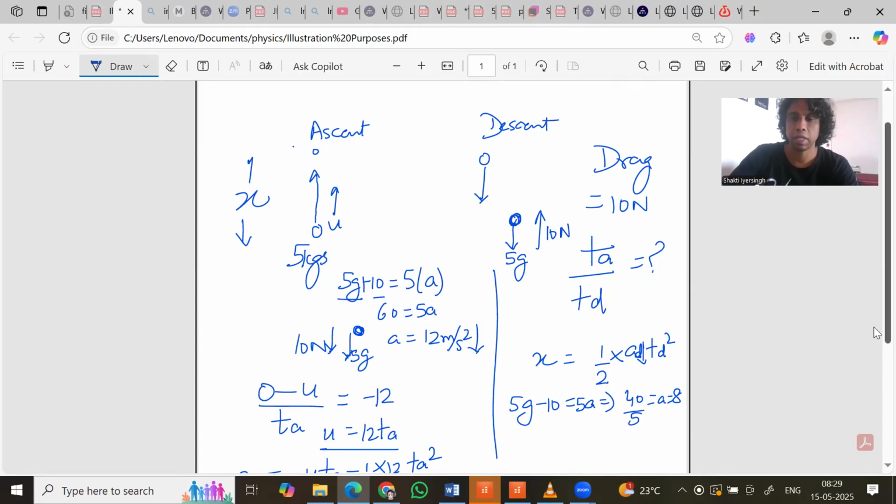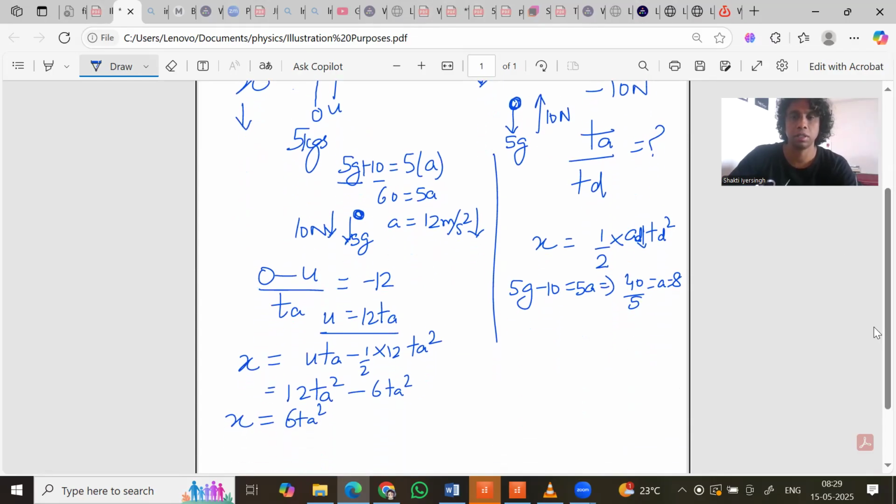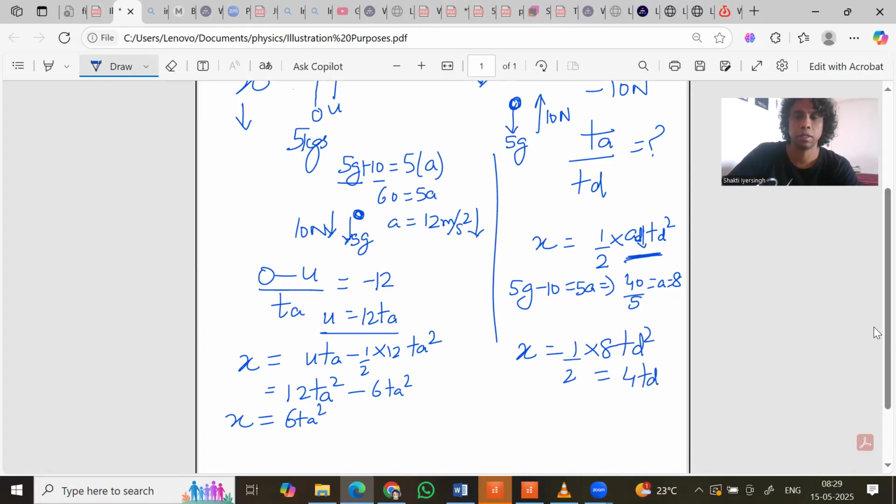Now that we have established the downward acceleration is 8 meters per second square for the descent, we're going to go back to this equation and say x equals half times 8 times td square. And this is equal to 4 td square. Now I can see x is equal to 6 ta square and x is also equal to 4 td square. And hence I can say 6 ta square equals 4 td square. And this will give you the ratio of ta to td as root of 4:6 or root 2:3.